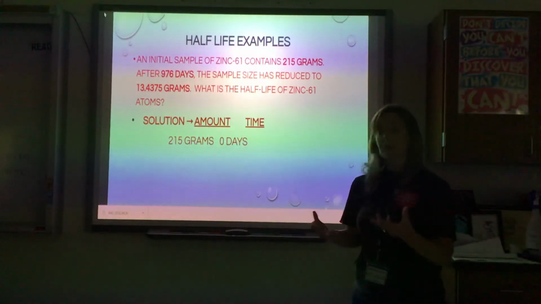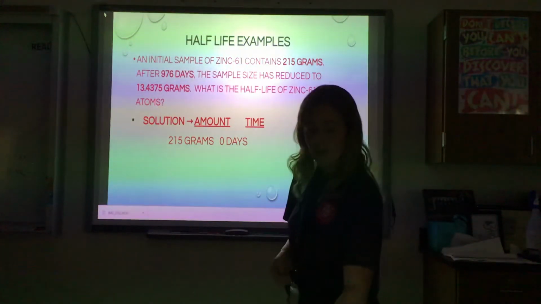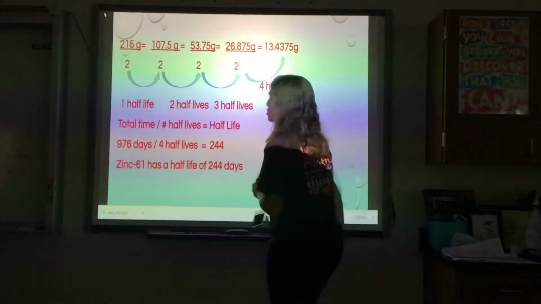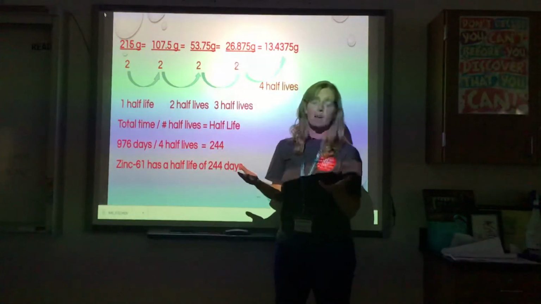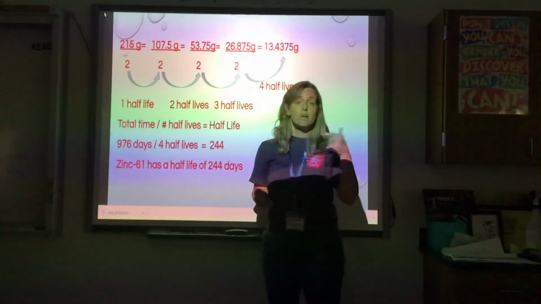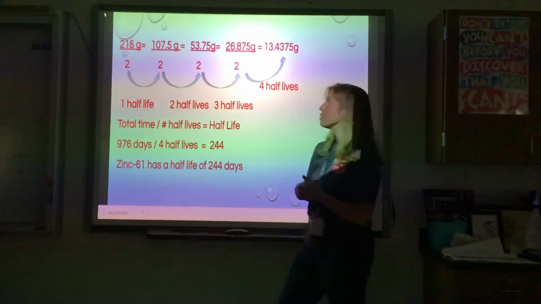So we're going to have to do this one a little bit differently than we did the last one. So let's see how we do that, okay? We're going to start out with our 215 grams, and we're going to keep decreasing that amount in half in order for us to get all the way down to 13.4375. So you do the first one.